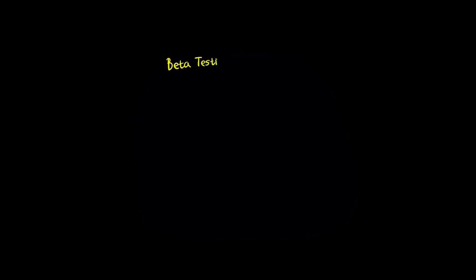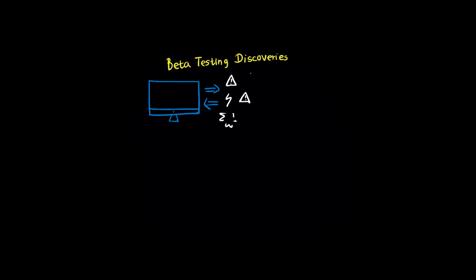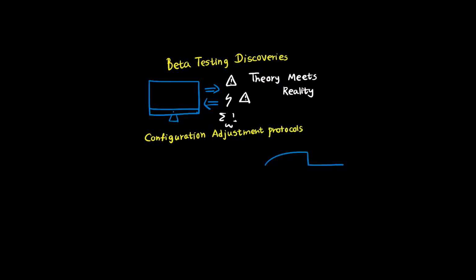Beta site testing reveals the moment of truth, when theory meets reality. Unexpected workflow disruptions surface that no one anticipated. Stopping all testing abandons the learning opportunity. Ignoring feedback guarantees implementation failure. Random changes create chaos and inconsistency. Configuration adjustment protocols provide systematic improvement.